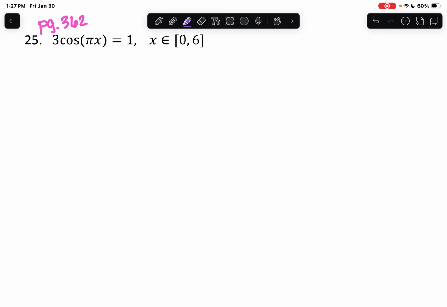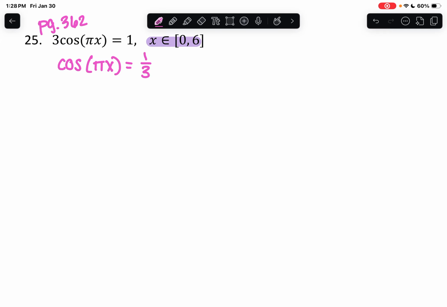All right, still on page 362, we're looking at problem number 25, and we have 3 times cosine of pi times x equals 1. And again, just as a reminder, we're working in x is in 0 through 6 for our particular solutions. So just to start out the problem, let's just divide both sides by 3, and we get cosine of pi times x equals 1/3.